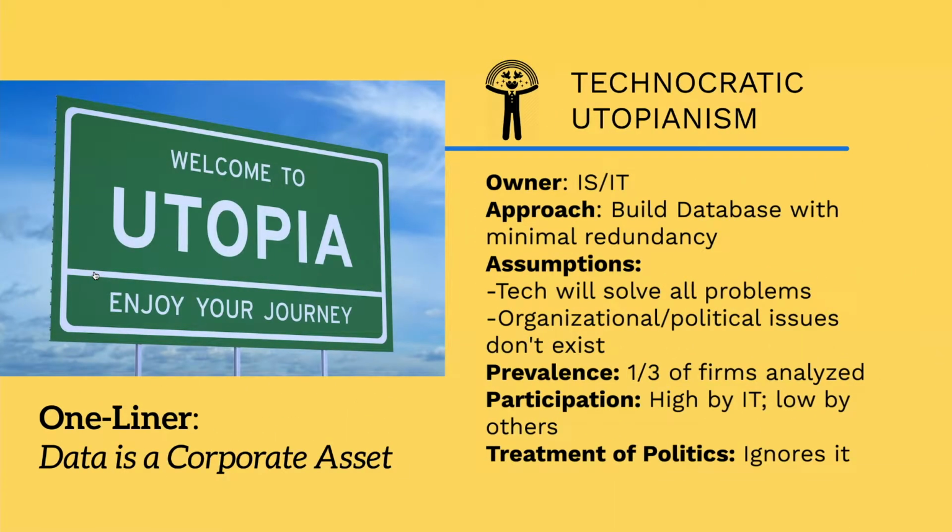The first model is known as technocratic utopianism. The authors contend that the owner is traditionally information services or information technology, and the approach is to build a database with minimal redundancy. The assumption for organizations using this model is that technology will solve all problems. However, organizational and political issues don't exist in these organizations, and as such, truly typify the nature of utopia.